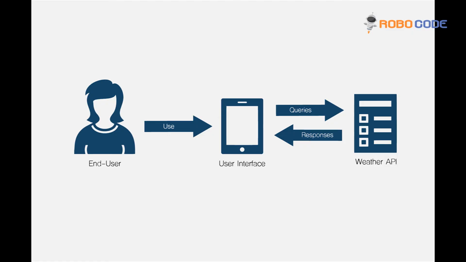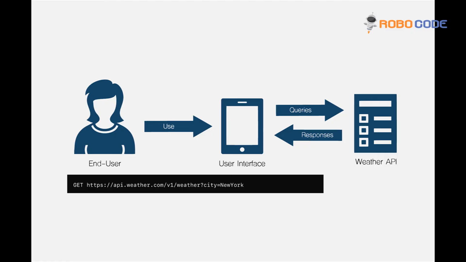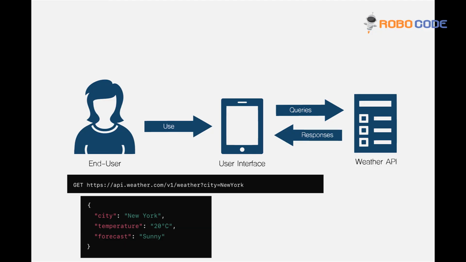So I'll show you how requests and responses look in the code. A typical request in a REST API might look like a URL, such as https://api.weather.com/v1/weather?city=NewYork. GET means I want to get some data. The URL api.weather.com/v1/weather is the address of the weather service. The part after the question mark, city equals New York, tells the API which city's weather you want.